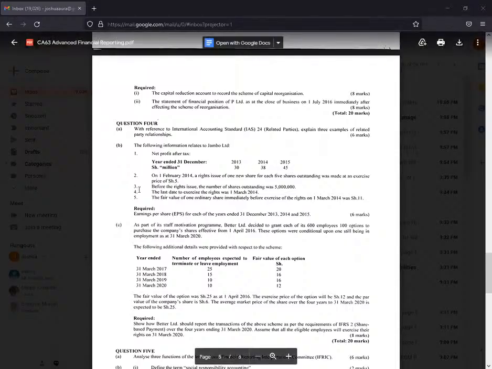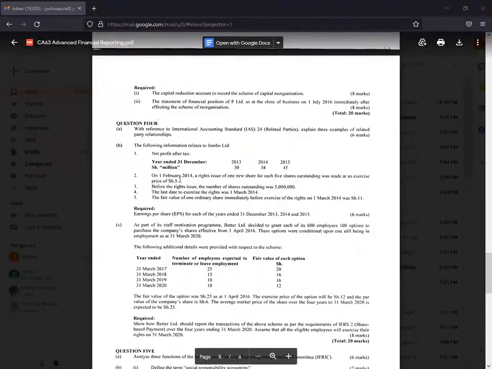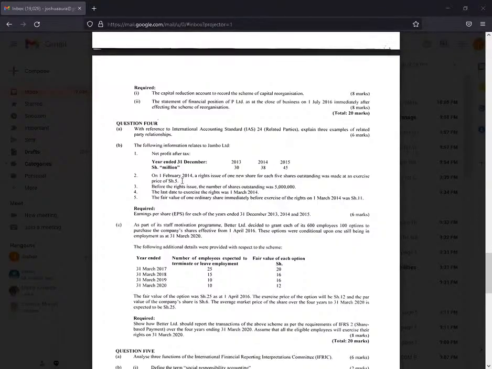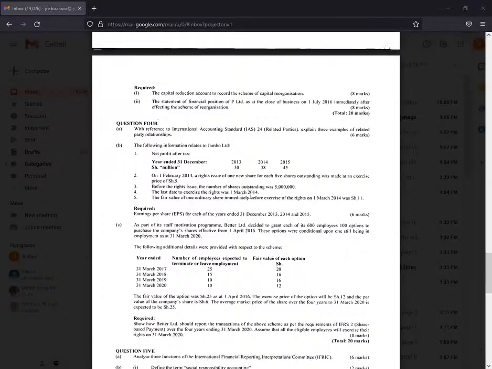On 1st February 2014, a rights issue of 1 new share for each of the 5 shares outstanding was made at an exercise price of shillings 5. All right. Before the rights issue, the number of shares outstanding was 5 million. The last date to exercise the rights was 1st March 2014.